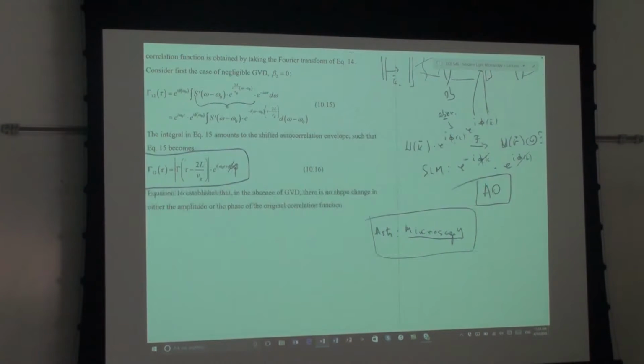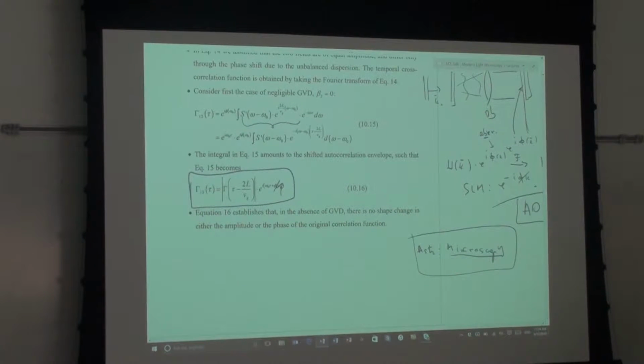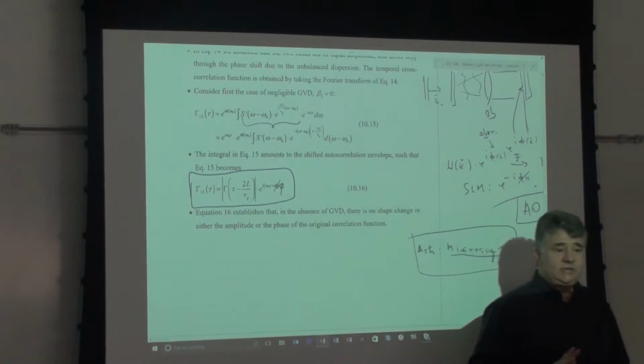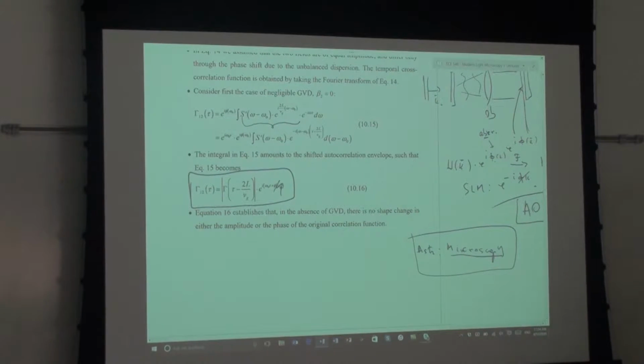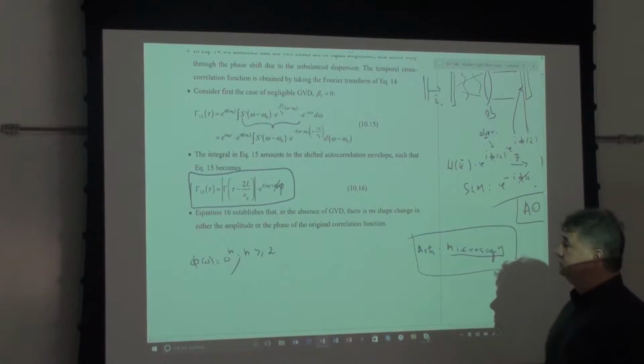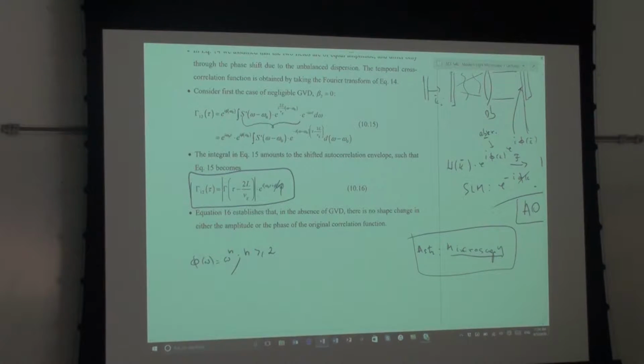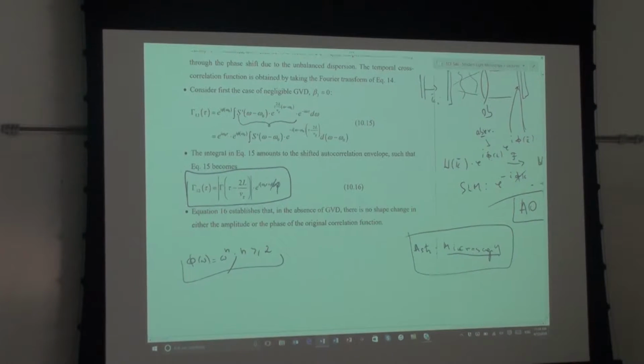Okay. So, to recap, the only term that starts to make a difference is the second order term. And whenever the power is bigger than 2, so when phi of omega is omega to the power n, when n is greater than 2, you're in trouble. And dispersion compensation is a thing.